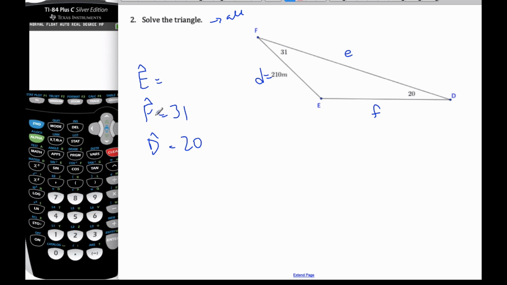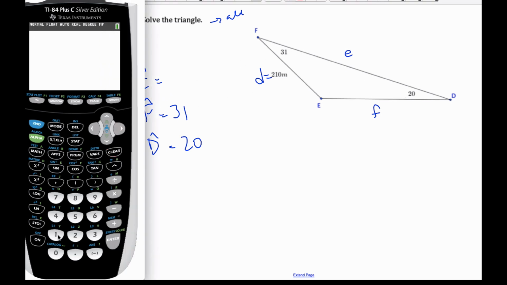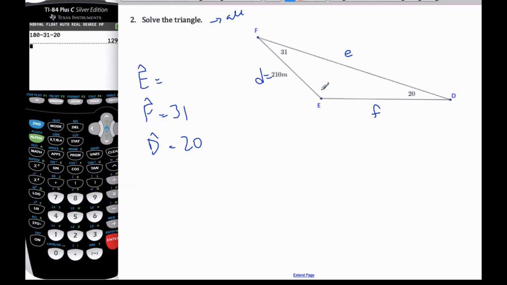Based upon this, I know that the three angles have to add up to 180. So if I go 180 minus 31 minus 20, I get 129. So I know this angle here is 129 degrees. These are the angles. I'm also going to put beside it all the letters, and I encourage you to use this structure to help you out. And I know that D is 210 meters.